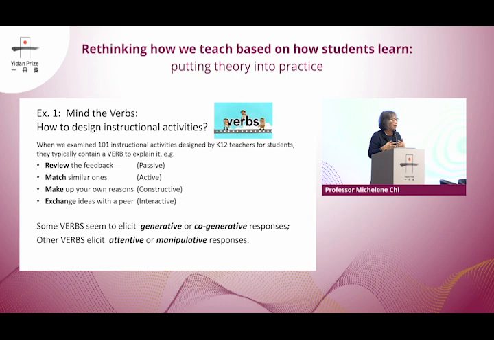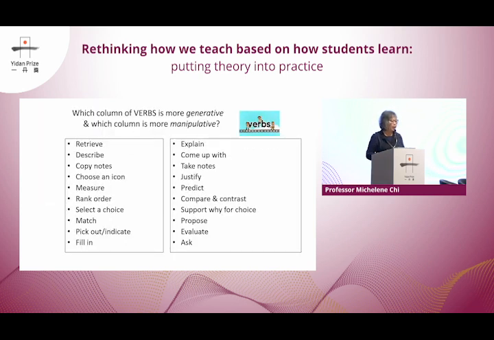Some verbs clearly elicit generative or co-generative responses, whereas other verbs elicit attentive and manipulative responses. So for example, here's a short list. You can easily tell that the list of verbs on the left are manipulative verbs, and the list on the right are constructive verbs. And now I have a list of 60 verbs for each category. They're very easy to generate.